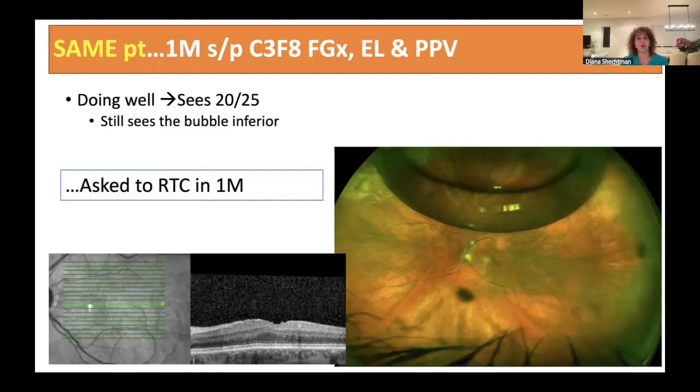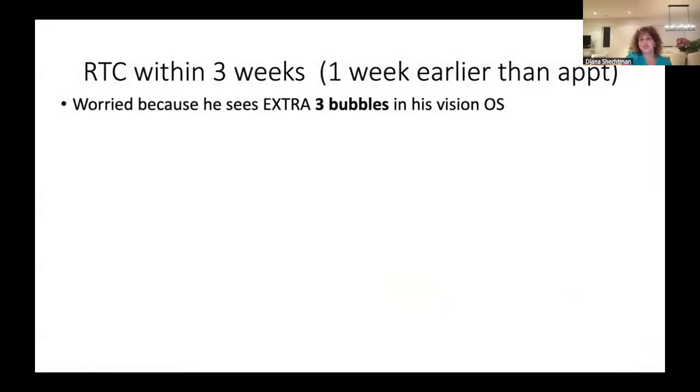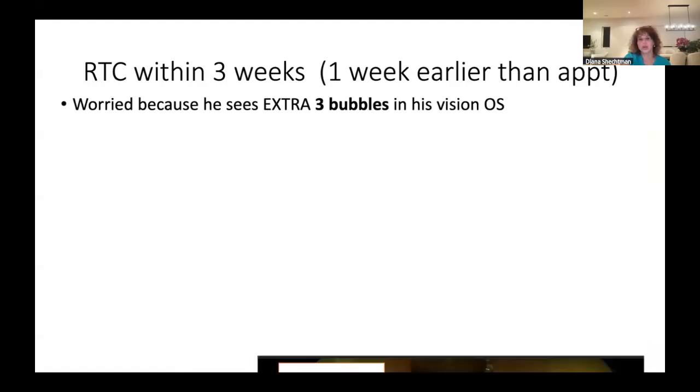Same patient, 1 month status post fluid gas exchange, or 2 different gases that we use within our office. Endolaser and vitrectomy. Patient is doing very well. You see the fluid, you see the gas bubble. The patient returns within 3 weeks rather than the month post-op. Why? Because they're worried they're seeing extra bubbles and they want to make sure that they're okay.